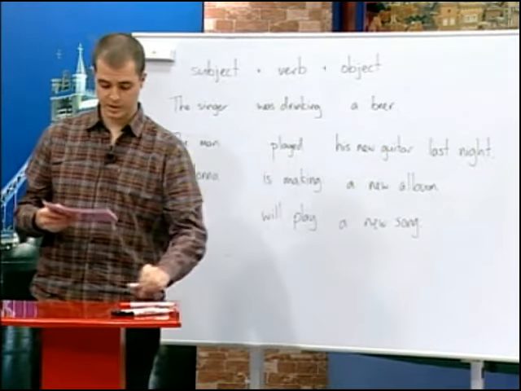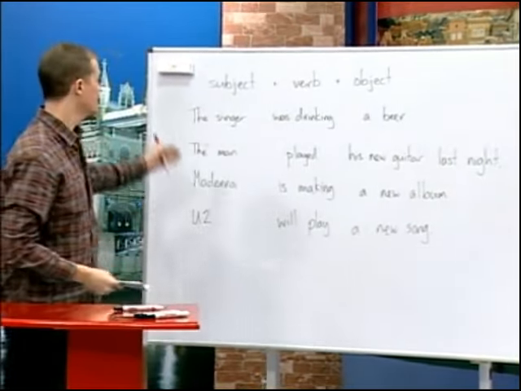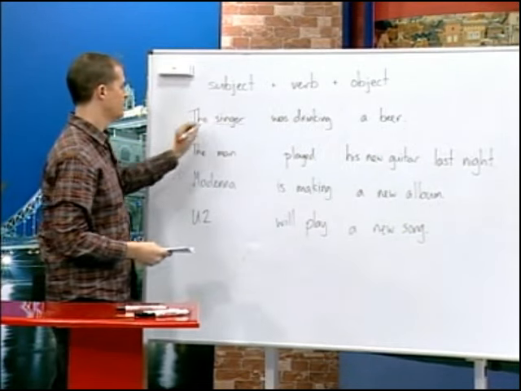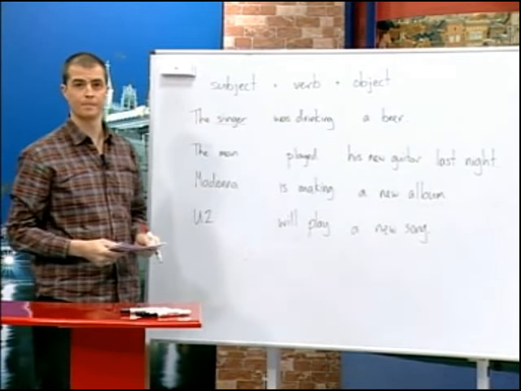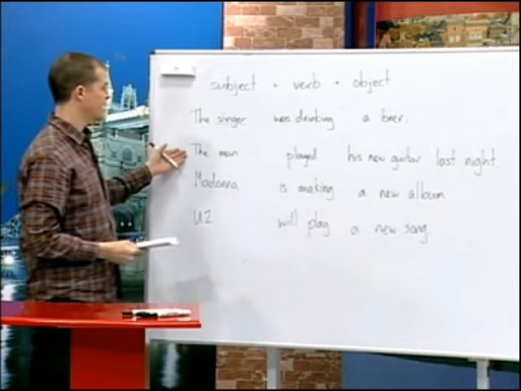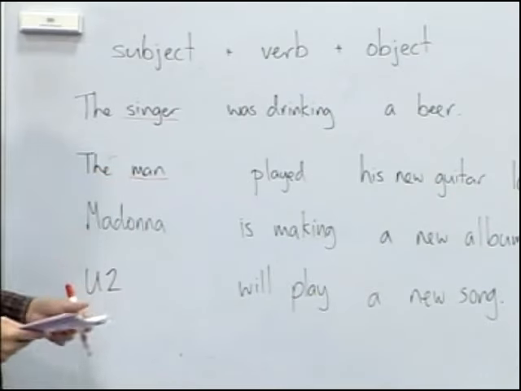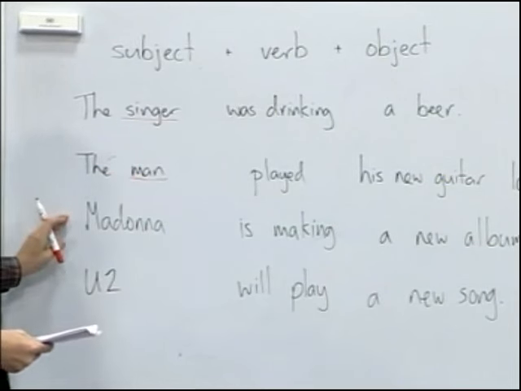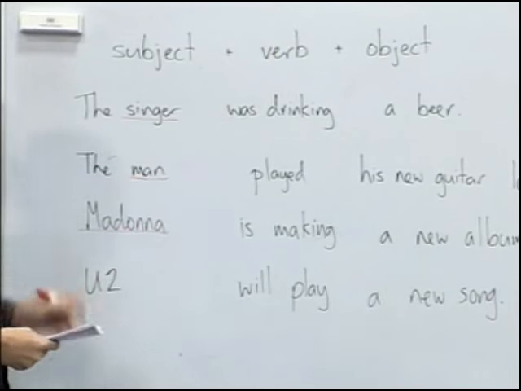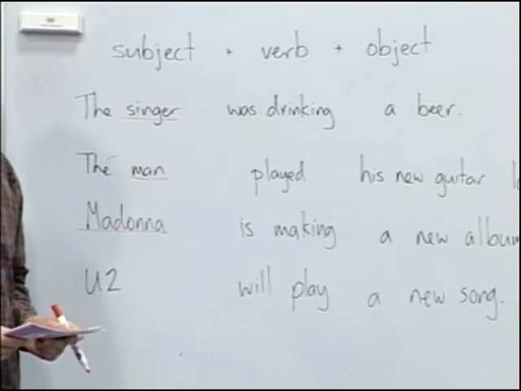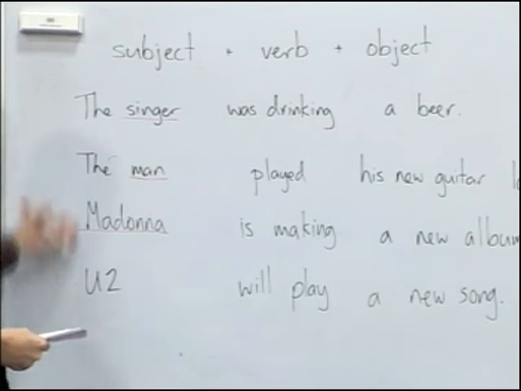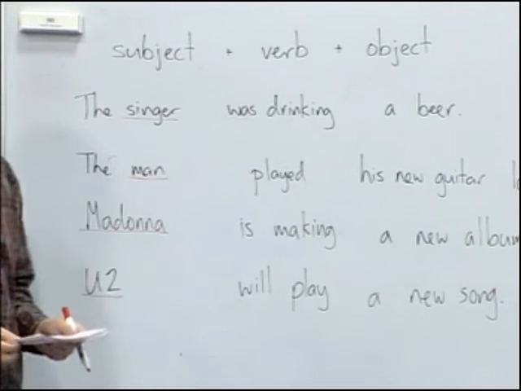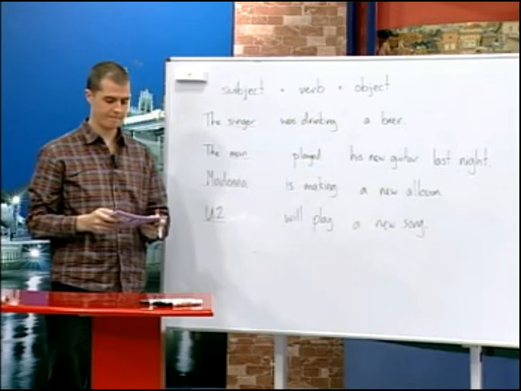Let's look at the subjects. In the first sentence, singer is the subject. In the second sentence, man is the subject. In the third sentence, Madonna is the subject. And in the fourth sentence, you two is the subject.